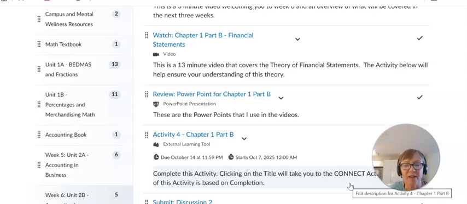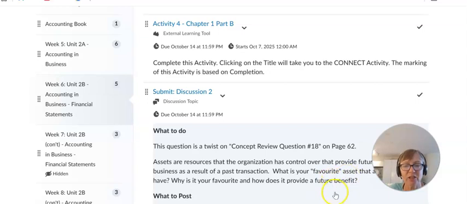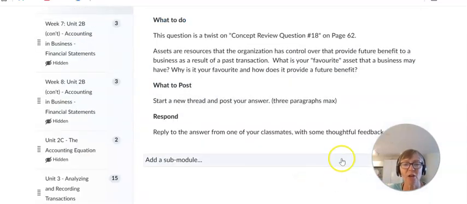And then we're going to have another discussion. And in this discussion, what I've done is I've taken one of the concept review questions at the end of the chapter, like I did for the first discussion you did, but I put a little bit of a twist on it. Instead of asking you to explain certain assets, I've asked you to pick one. Pick an asset that you think is invaluable in your life or in the life of a business. Could be cash, it could be a car, it could be certain equipment like a computer, and I've asked you to describe that.